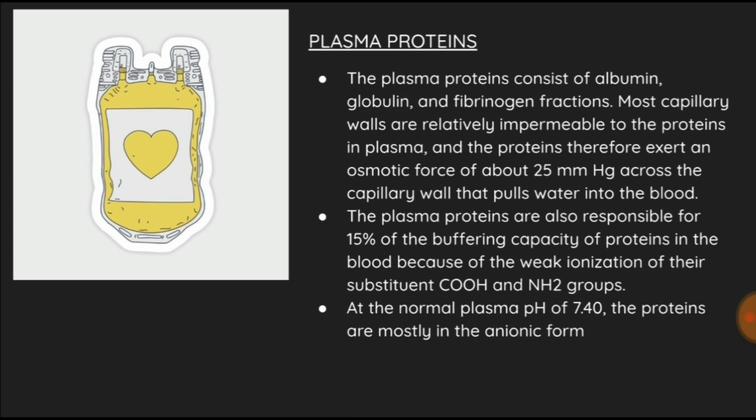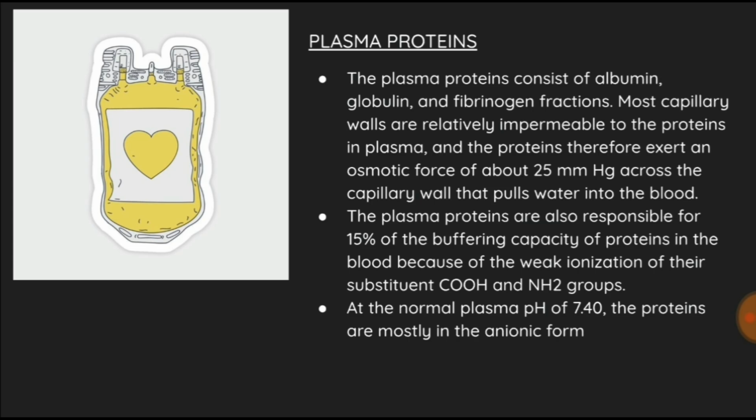Okay, so blood has a weak ionization consisting of COOH and NH2, which is acidic in nature. So to stop the acidic nature of blood, these plasma proteins are vital to form a buffering system. Then the normal plasma pH is around 7.4, which is near to basic nature.